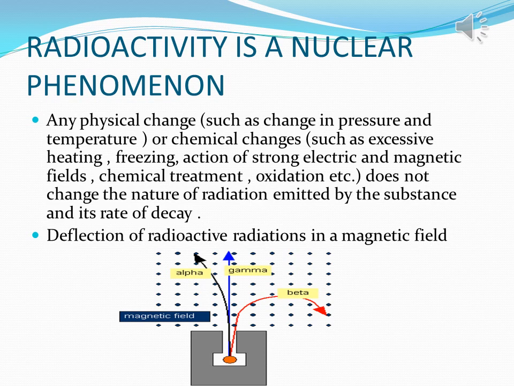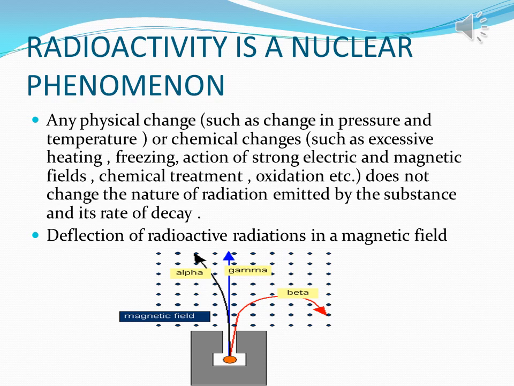Any physical or chemical change, may be heating, freezing, action of strong electric or magnetic fields, or oxidation and reduction, does not change the nature of radiation emitted by the substance and its rate of decay. So this clearly shows that radioactivity is not a phenomenon related to orbital electrons, but it is due to the instability of the nucleus that leads to the radioactive decay.